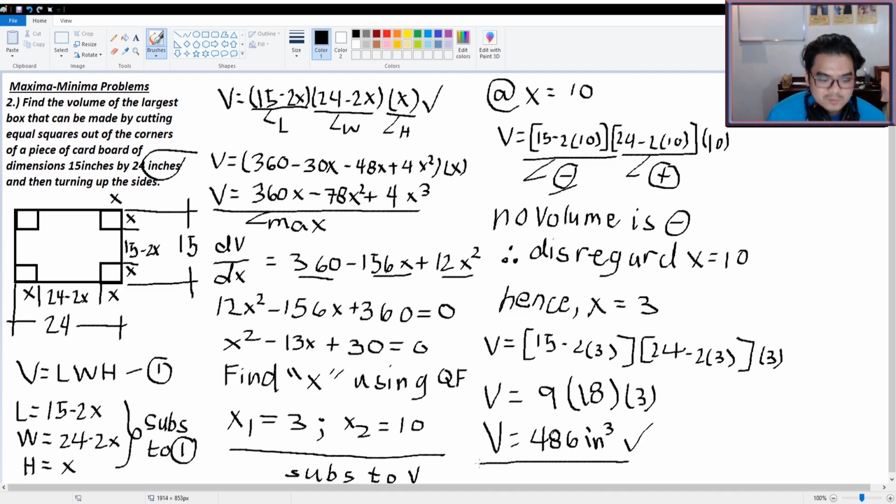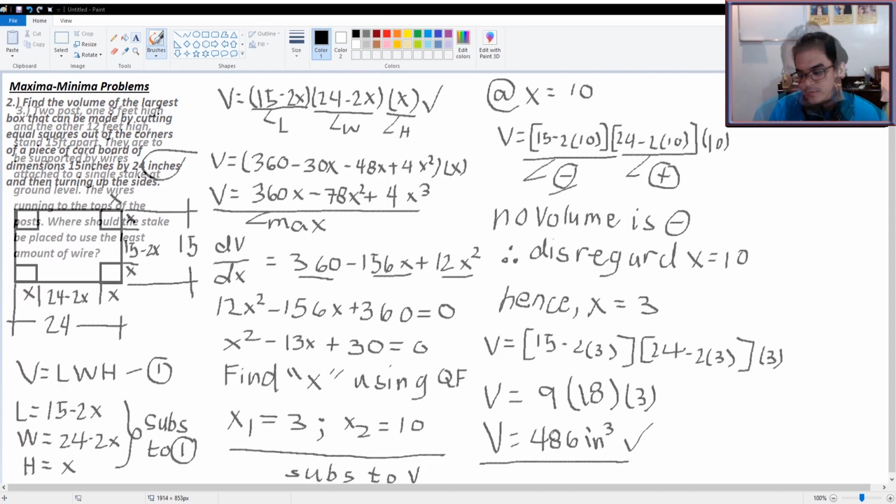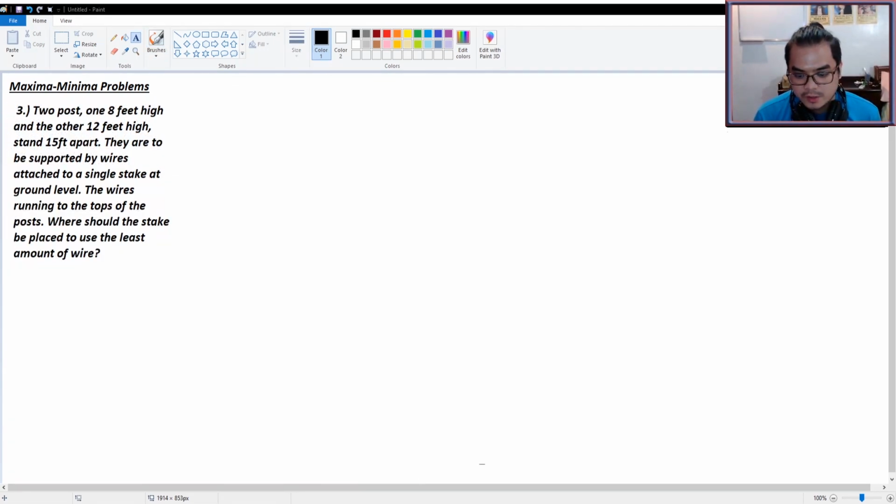Okay, so on to the next problem. For number 3, we have two posts, one 8 feet high and the other 12 feet high, standing 15 feet apart. They are to be supported by wires attached to a single stake at ground level, with the wires running to the tops of the posts. Where should the stake be placed to use the least amount of wire?